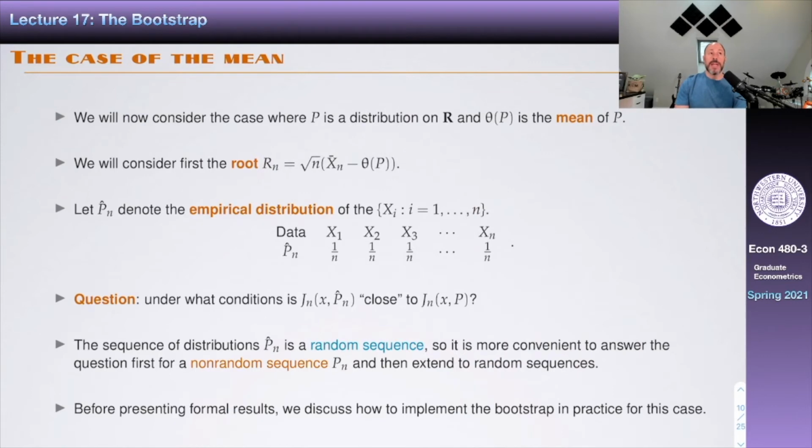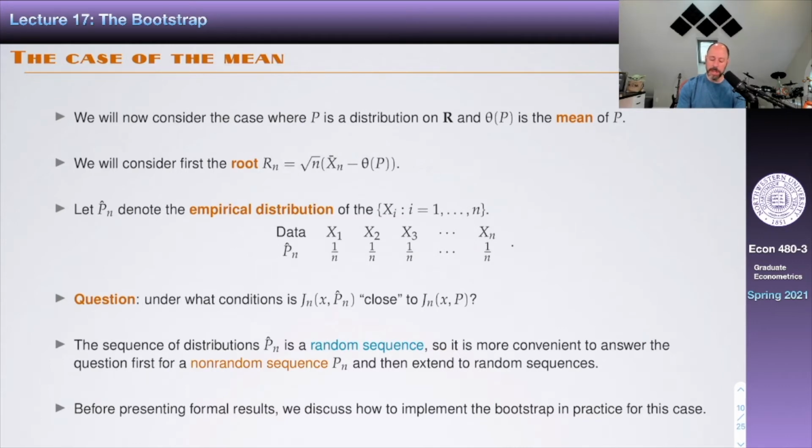I'm going to discuss the case of the sample mean just for concreteness. But as I said, the Bootstrap can be applied to pretty much any situation. We will consider the case where P is the distribution on the real line, so it's just a scalar, R, and theta P is the mean of P. So the root that we're going to consider is square root n times (x bar minus theta P), which is the one that I said before. And we're going to start thinking about P hat being the empirical distribution of the data. As I said, the empirical distribution of the data is just the one that puts mass 1 over n at each observation that you get to observe.